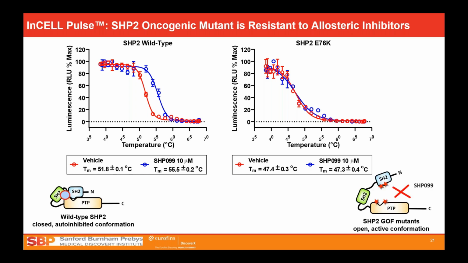You can see, though, here's some data using the same compound. In this case, we have one of our oncogenic gain-of-function mutants, a mutant called E76K.